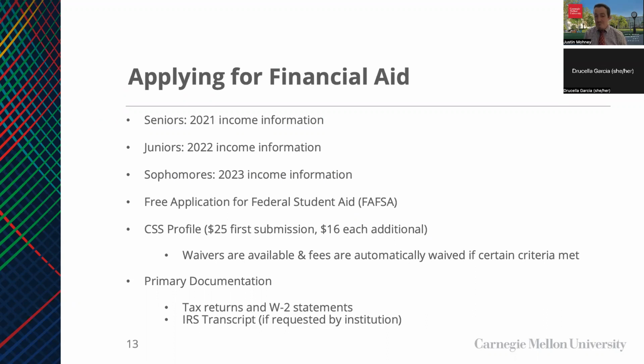There still may be criteria where that would be requested, but the data retrieval tool greatly reduces the amount of additional documentation that is typically requested. For that CSS profile, as I mentioned, there is a fee of $25 for the first submission and $16 for any additional submissions to a second, third college or university. There are waivers available to waive that particular fee.